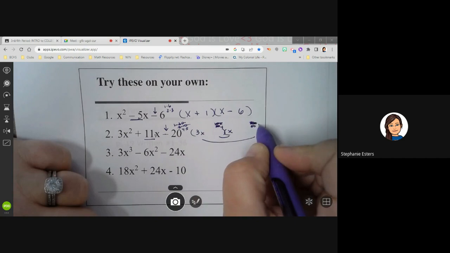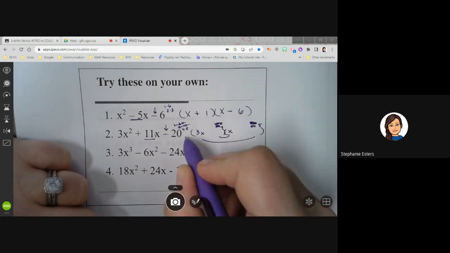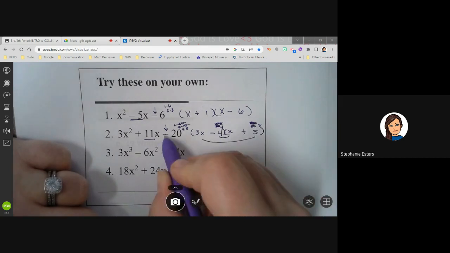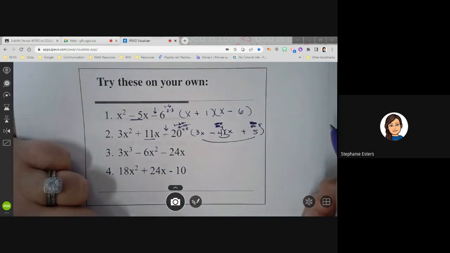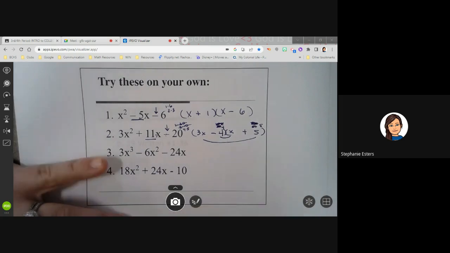If I put the 4 here and the 5 here, that's 15 and 4. 15 minus 4 is absolutely 11. Because it's kind of guess and check on some of these ones with multiple factors.